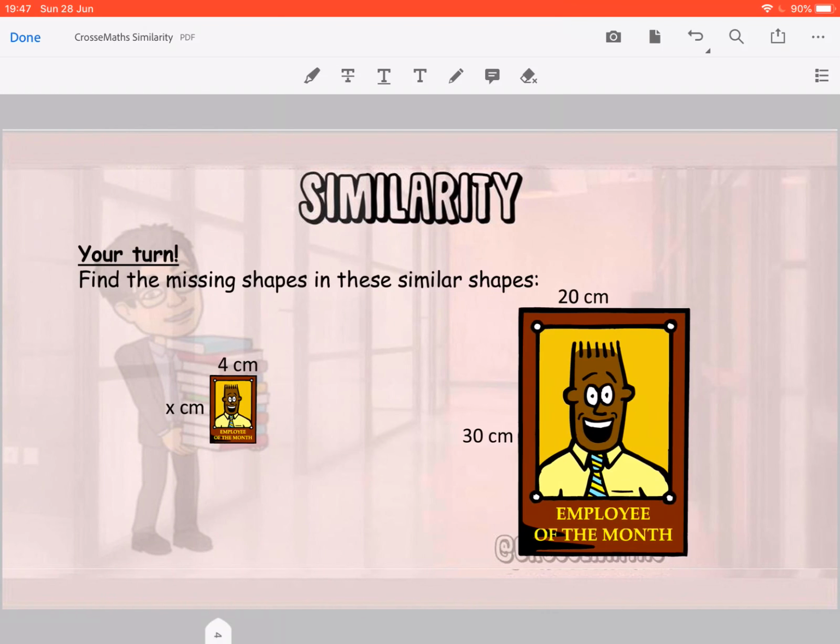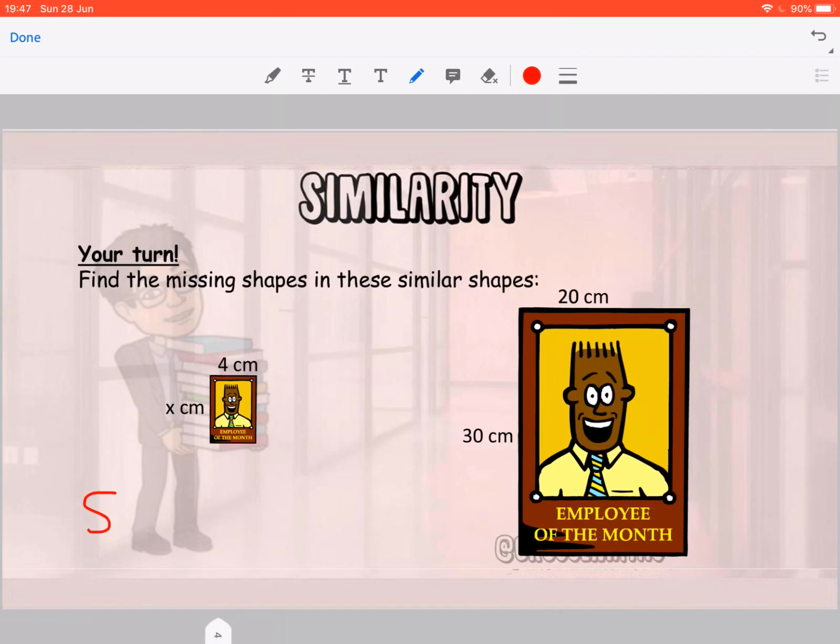Okay, what I'd like you to do, pause the video for me, have a go for yourself. I'd like you to find side X. Right then, so you'll notice that these aren't triangles, okay? Most of the time you will be dealing with triangles, but similarity counts for all shapes, if two shapes are similar.